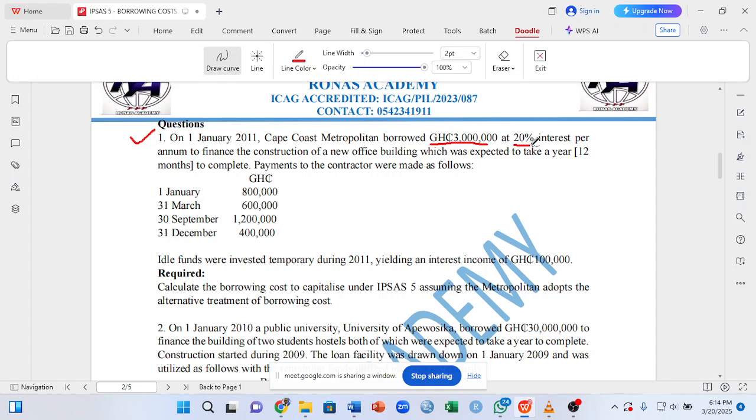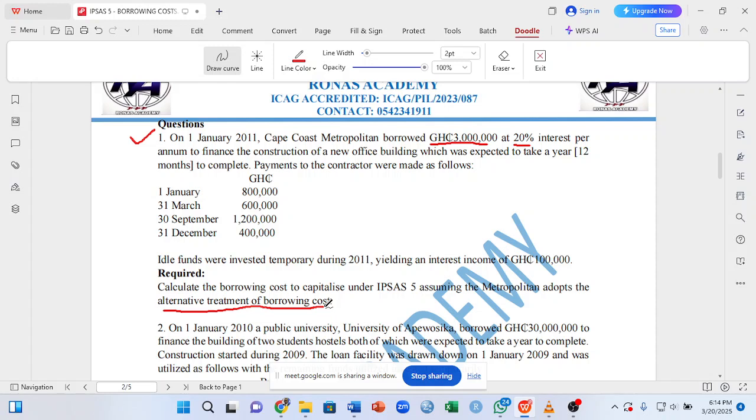You can clearly see the method we are using. The last aspect says we are using the alternative treatment of borrowing costs. With IPSAS 5, you need to specify which method you are using: the benchmark approach or the alternative treatment approach. Remember with the benchmark, everything is expensed. But with the alternative treatment approach, you only consider the borrowing cost relating to your qualifying asset.